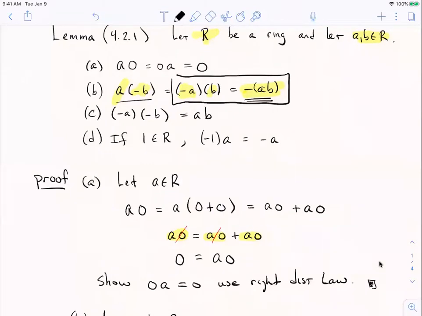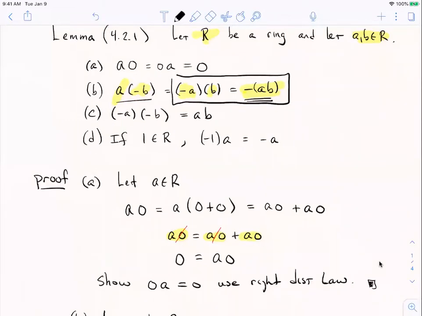I ran out of room. I was going to prove part C and part D. I guess I'm going to just leave them as exercises. The author has written proofs of them, but part C is really just two applications of B. If you take the opposite of A times the opposite of B, you can just use part B twice, and then remember that the additive inverse of the additive inverse is the element. So you can check out Herstein's proof or ask me about it. I'm just going to move on.